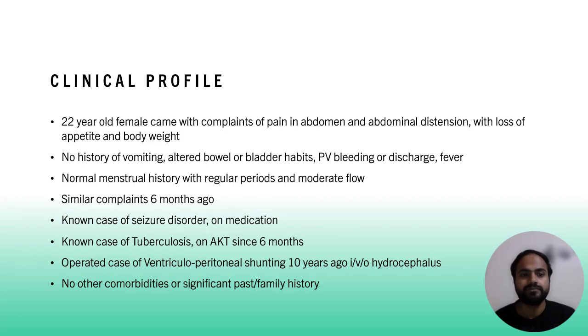appetite and body weight. There was no history of vomiting, altered bowel or bladder habits, PV bleeding or discharge, or fever. She had normal menstrual history with regular periods and moderate flow. She had similar complaints 6 months ago, and she is a known case of seizure disorder and tuberculosis on medication. She is an operated case of ventricular peritoneal shunting done 10 years ago in view of hydrocephalus. No other comorbidities or significant past or family history was present.